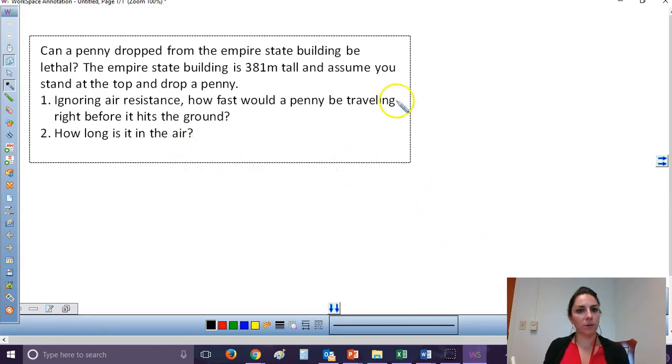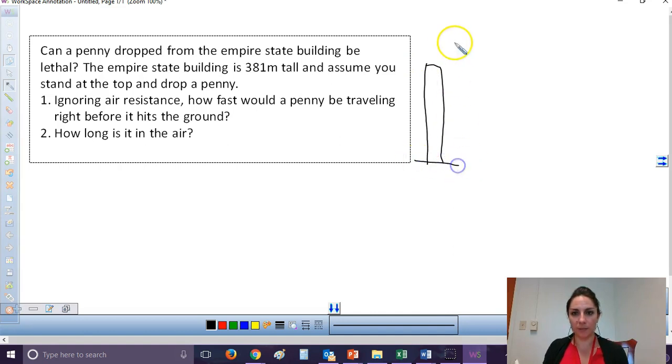Alrighty, so here's the problem. This is a standard problem. Imagine you're on the Empire State Building and you're standing on the top, although you shouldn't do this anyway, but let's pretend. You drop a penny at the top of the Empire State Building. Let's assume we know the height of the building. The question is, without air resistance, how fast will it be traveling at the bottom, and how long does it take to fall? So v_f and t.